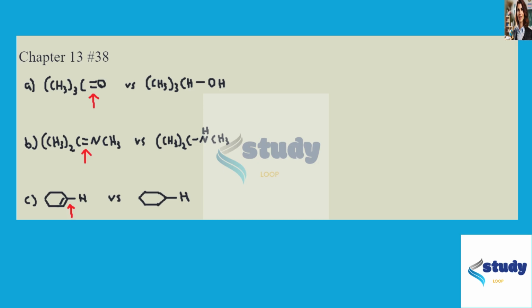For B, it's exactly the same logic. The double bond between the carbon and the nitrogen is stronger than the single bond between the carbon and the nitrogen. And as we said, the stronger the bond, the higher the wave number.